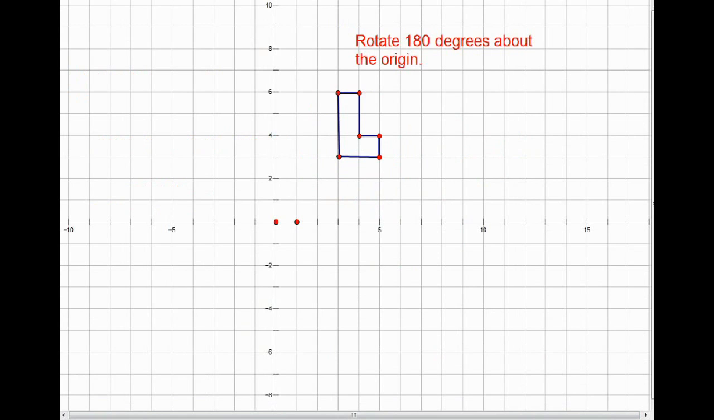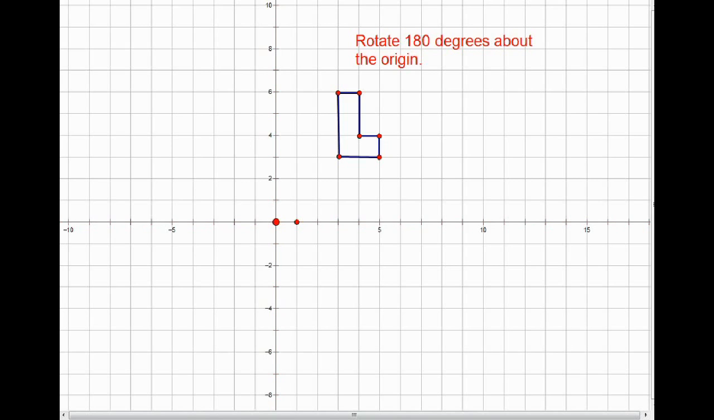For the next example, we're going to look at a shape where we're rotating 180 degrees about the origin. So what that means is the center of our circle is where the two axes meet, where the x-axis and the y-axis meet. So at that point right there, that's the center of our circle. So once again, we have to draw these blades of a propeller from the center of that circle to each of the vertices, and we only want to use horizontal and vertical lines.